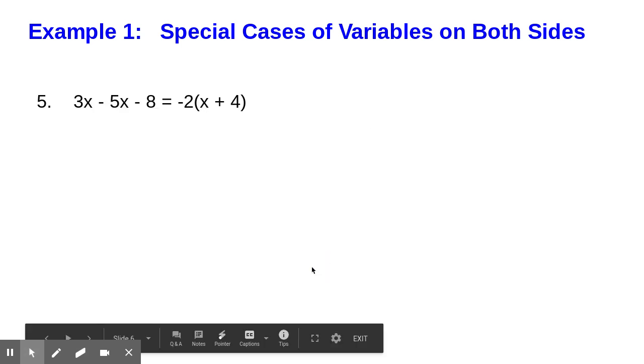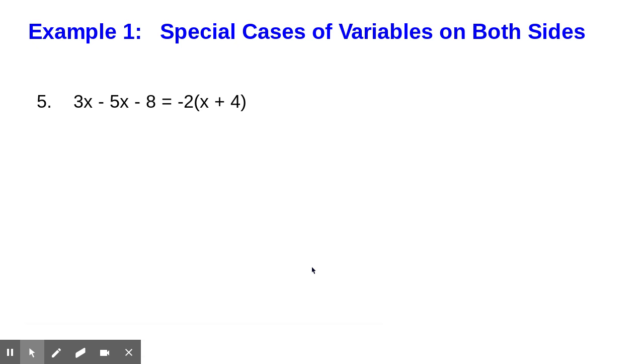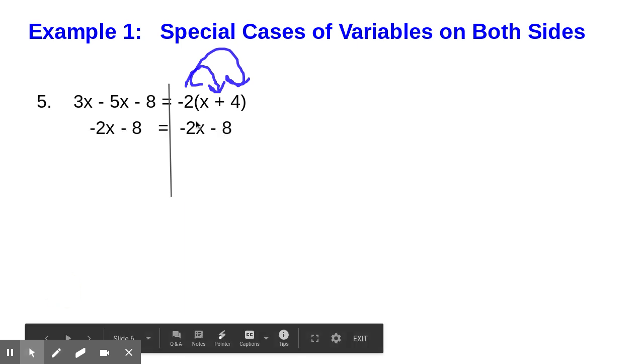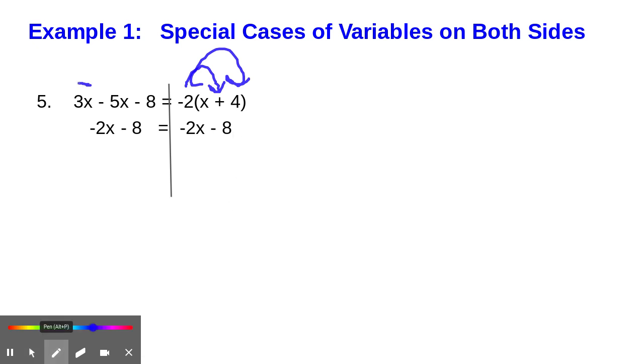I have 3x minus 5x minus 8 equals -2 parentheses x plus 4. So again, by this time you should be understanding what your first step is to do, which is you're going to distribute. When you distribute on the right side, you get -2x minus 8. And I went ahead and just combined the 3x minus 5x on the left side. I just did that all in one step. So I have -2x minus 8 on my left side, and on my right side, I have -2x minus 8. Baby bear, mama bear step, get rid of your variable terms.